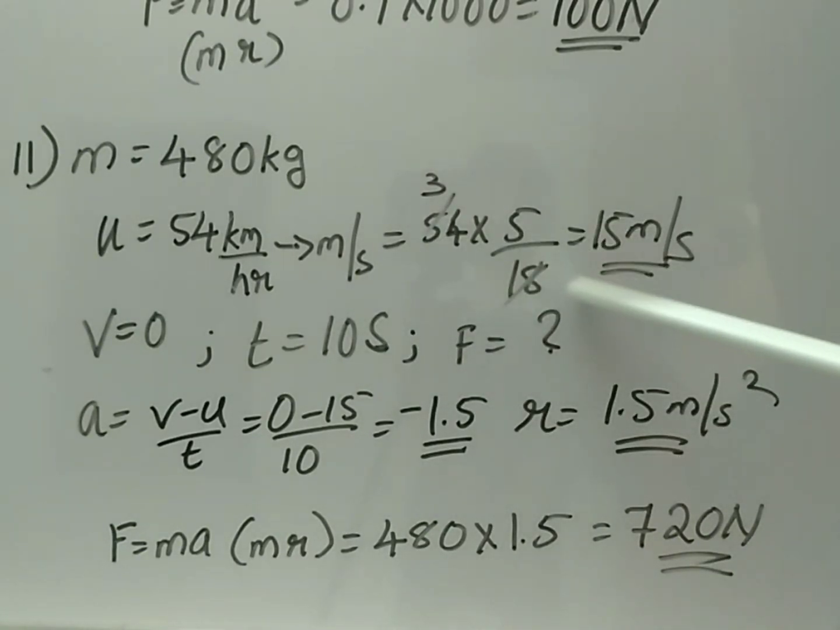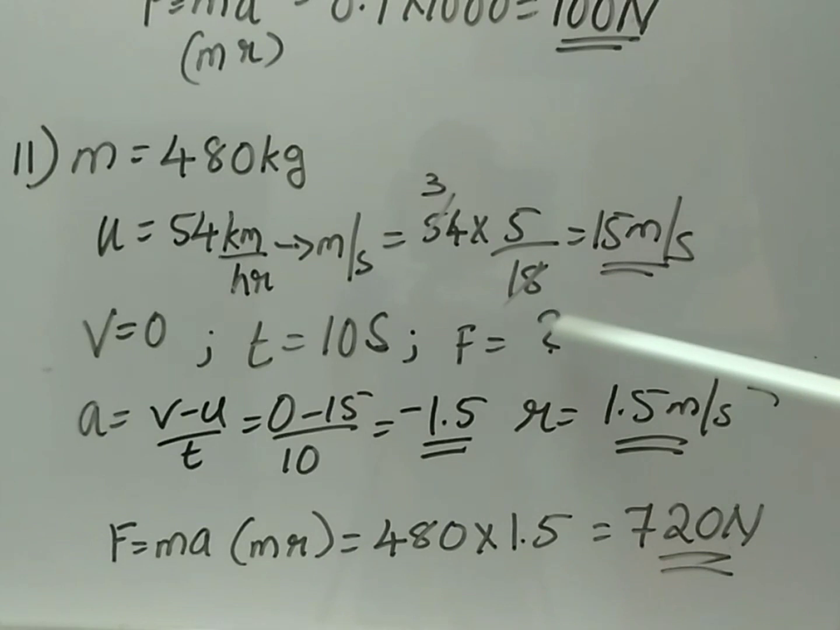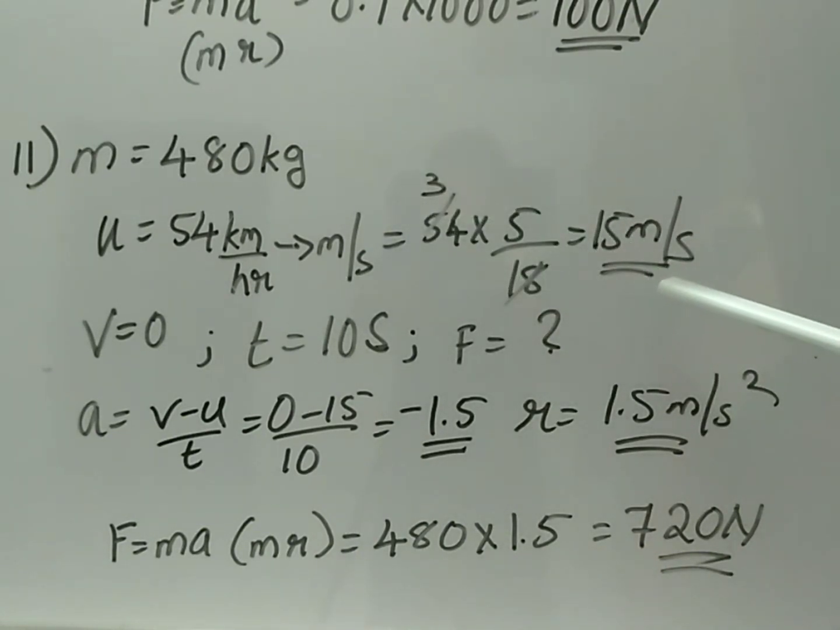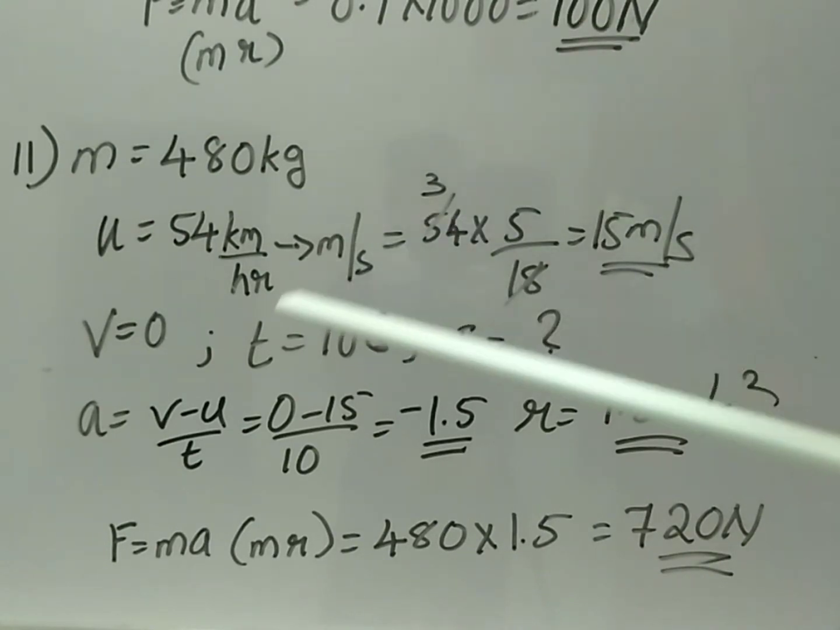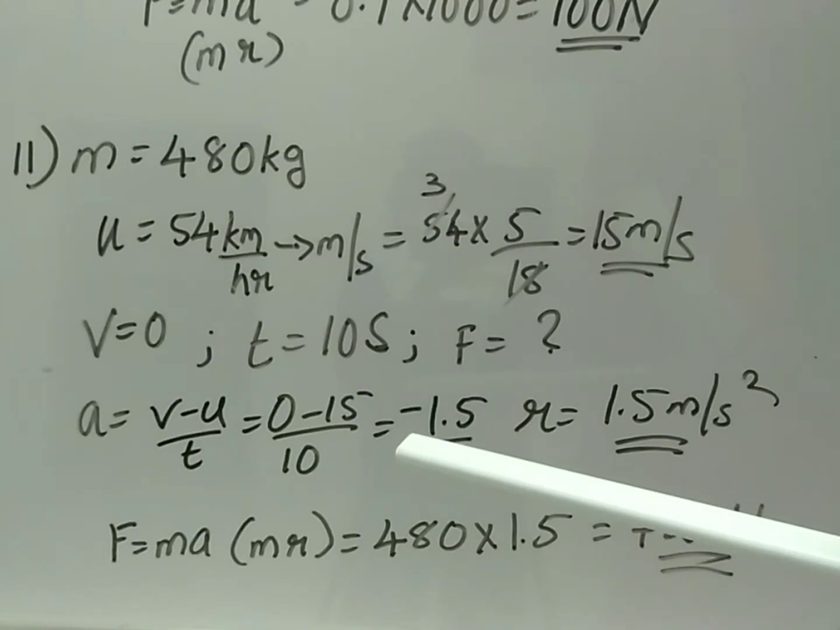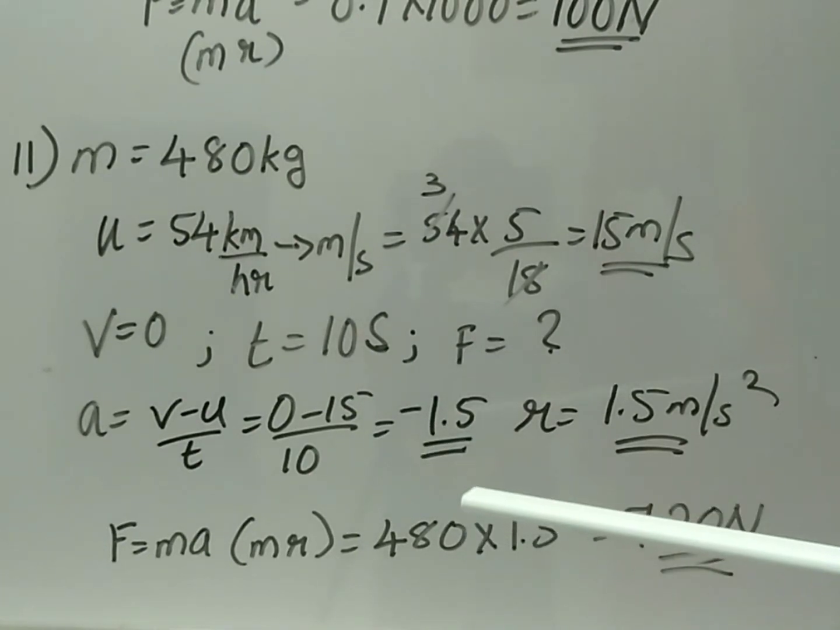So 54 into 5 by 18, there are 3 18s in 54. So we will get 3 into 5, 15 meter per second. So we got initial velocity is 15 meter per second. Is stopped. Stopped means final velocity 0 by applying a brake. So here also we are going to find the retarding force.